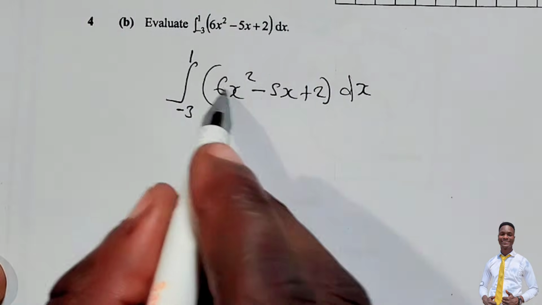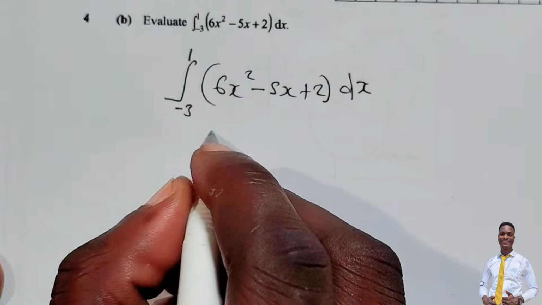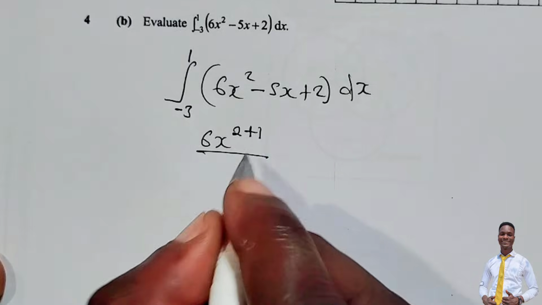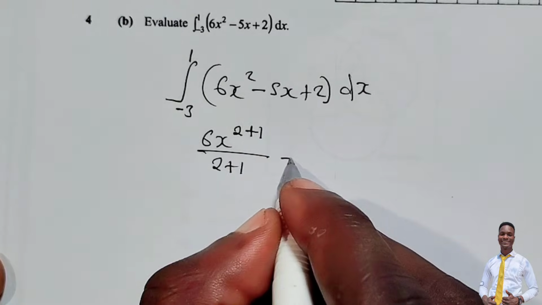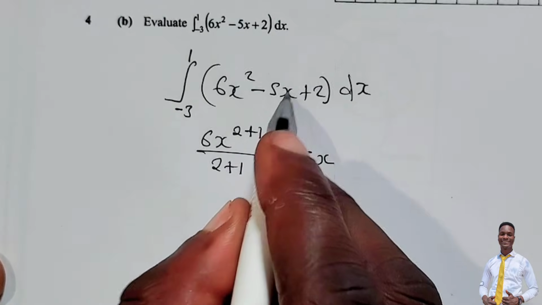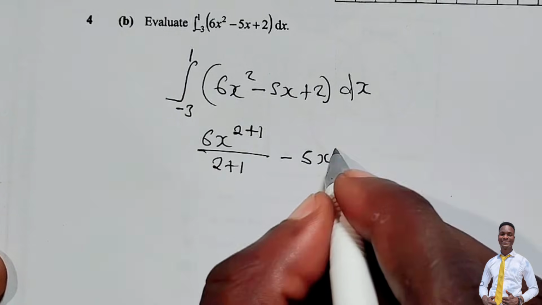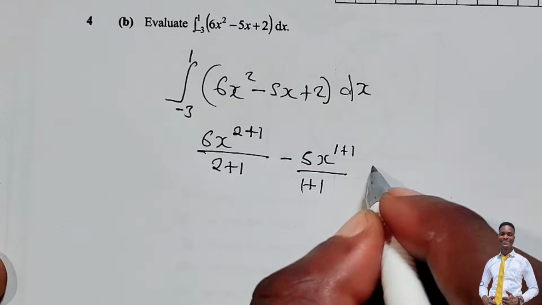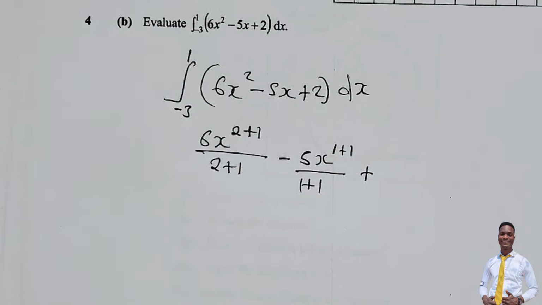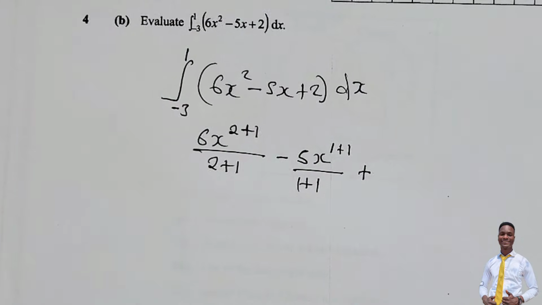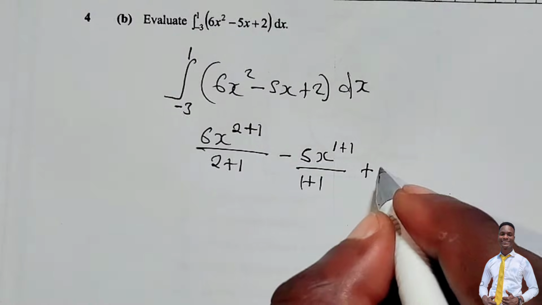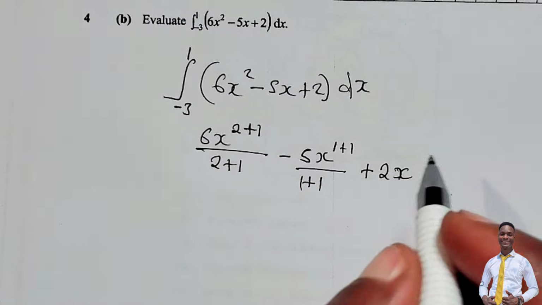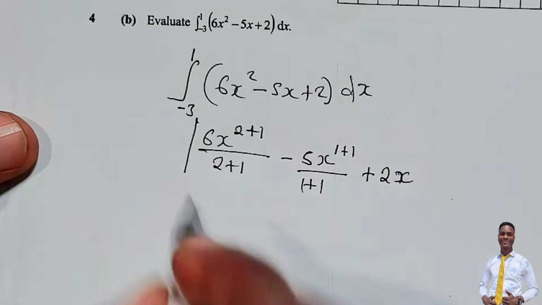We're going to integrate what's inside. So we have 6x to the power 2. We add 1 to the power, so we also divide by the power, which is 2 plus 1, minus 5x. This is x to the power invisible 1, so you have 1 plus 1 over 1 plus 1. Then for the constant, the integration of a constant number, just add x to the constant number. So it becomes 2x.